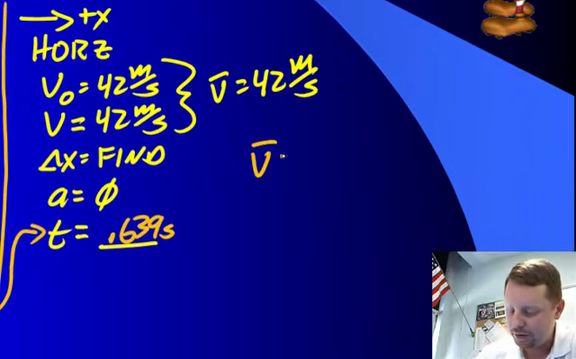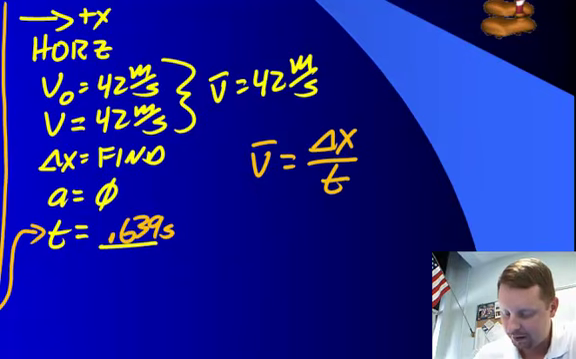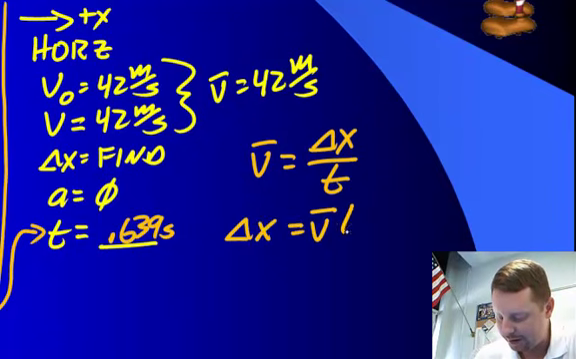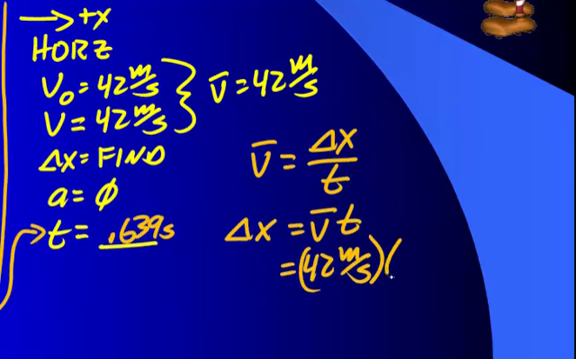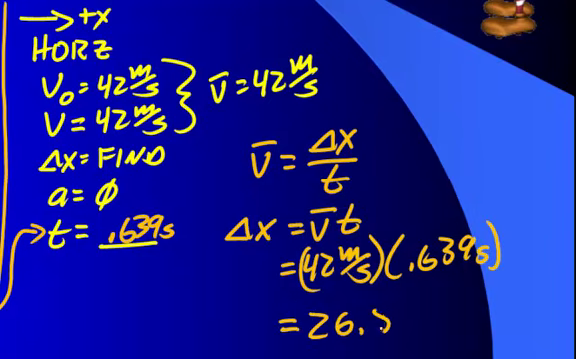Let's use v average equals delta x over t, because we know v average, we know t, and we're looking for delta x. If I rearrange that, delta x equals v average times t, or 42 meters per second times our time, 0.639 seconds, which gives us a total range of 26.8 meters.